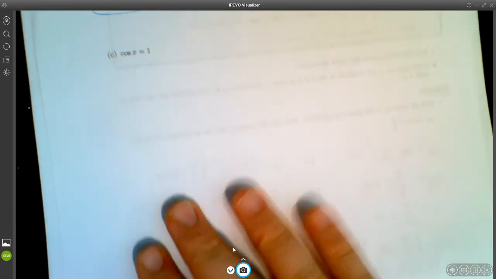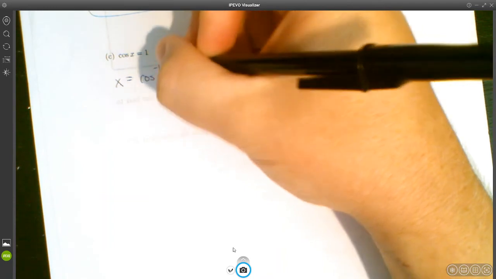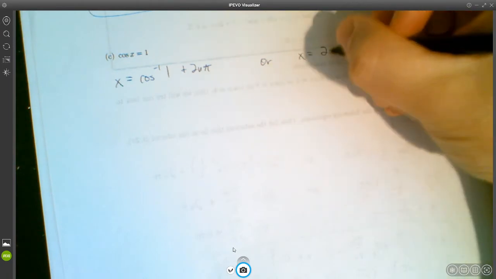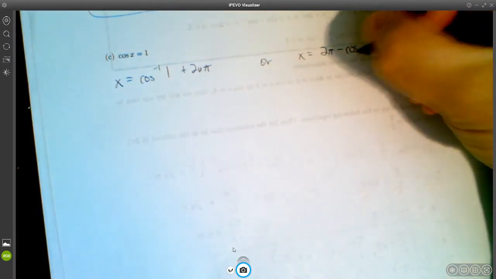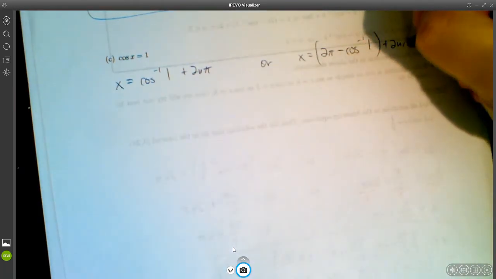Let's look at the next one. Cosine x equals 1. Okay, cosine x equals 1. So this would mean that x equals cosine inverse of 1 plus 2n pi, or x equals 2 pi minus cosine inverse of 1 plus 2n pi.